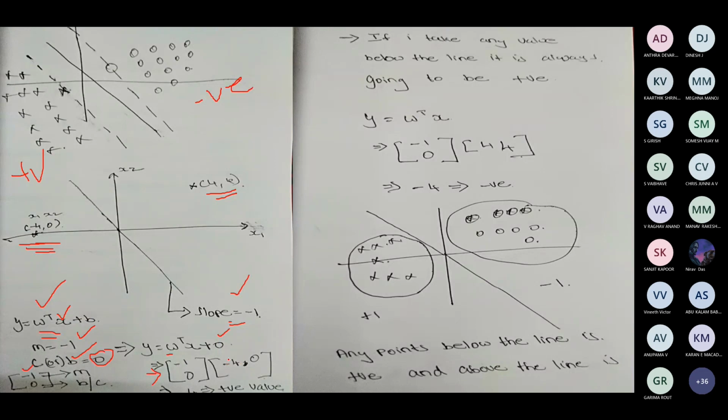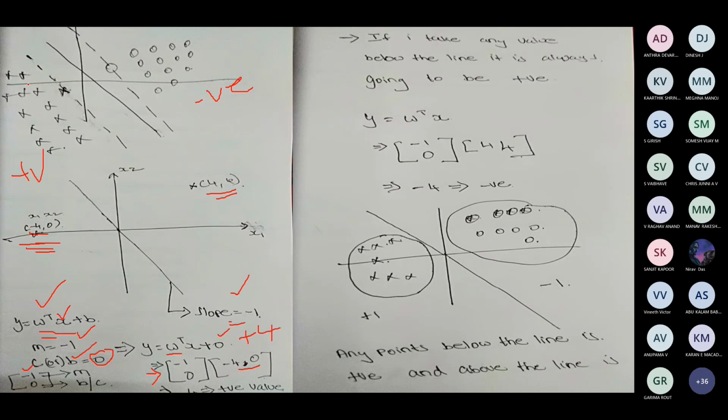When I'm trying to multiply two matrices, I need to take the transpose. So that is why I'm putting W transpose. Then what is the value of x? This is x1 and x2. So for example, in this case, it is -4, 0. Now when I'm multiplying, -1 into -4 is +4, a positive value.